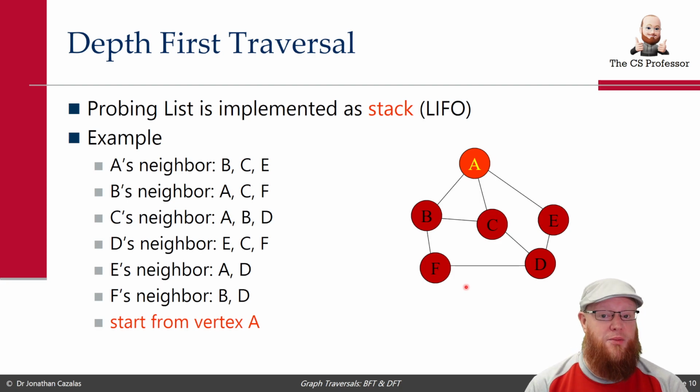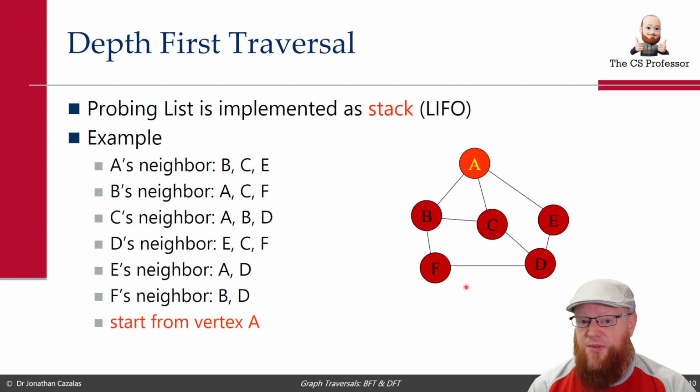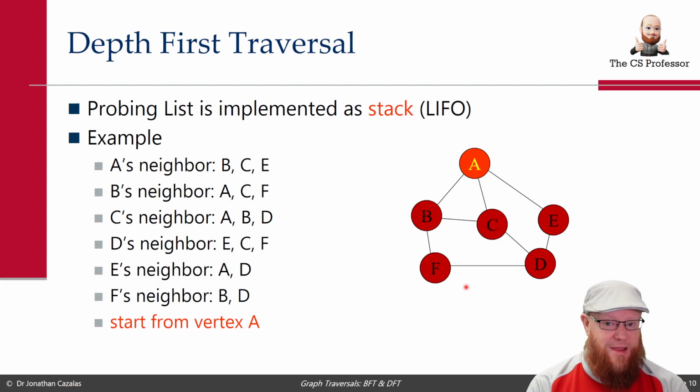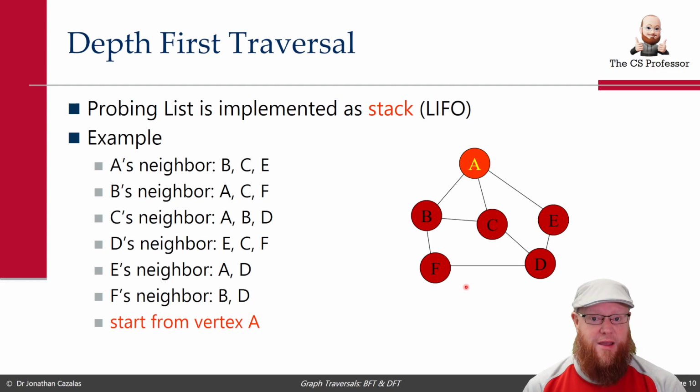We start with a depth first traversal. With a depth first traversal, we're going to implement this probing list of vertices as a stack. As a stack, which is that last in, first out data structure, we're going to implement that as a stack. Now you have a choice. You could implement that as a physical stack, or you could implement it as a recursive stack. But we're going to implement it as a stack in general, conceptually, and then you have a choice in code. Would you like that to be a physical stack as a data structure or a recursive stack in code?